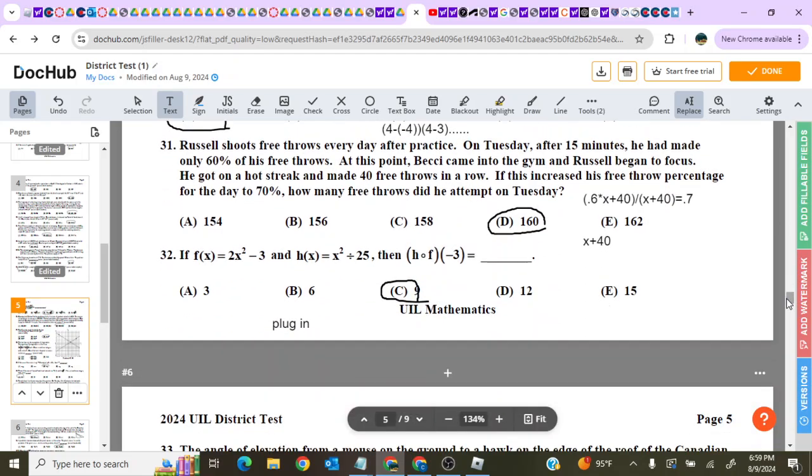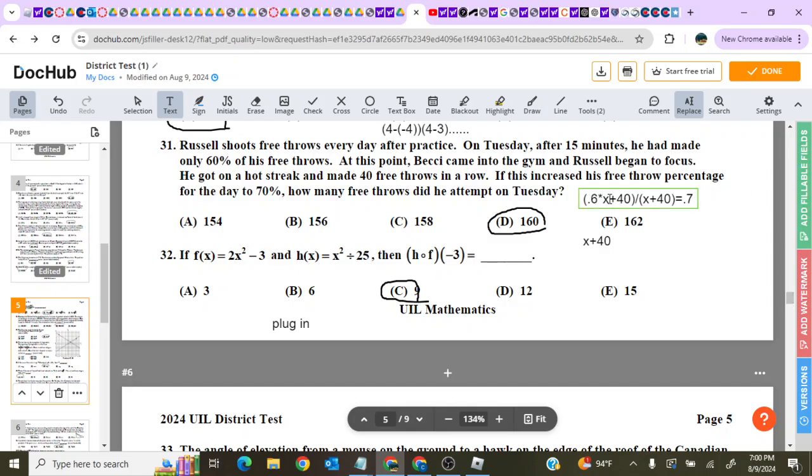31. Russell shoots free throws every day after practice. After 15 minutes, he only made 60%. At that point, Becky came into the room and Russell began to focus. He got on a hot streak and made 40 free throws in a row. This increased his free throw percentage to 70%. How many free throws did he attempt?